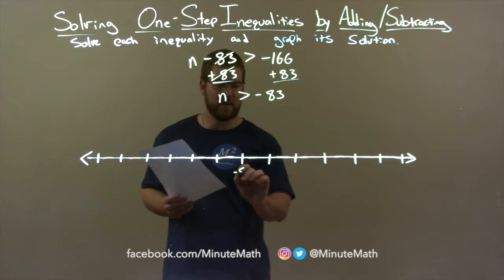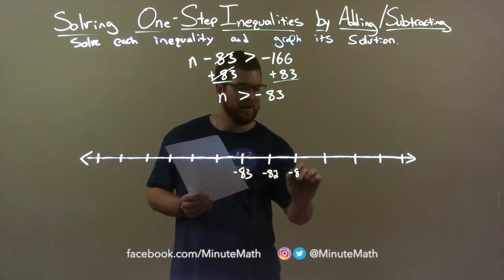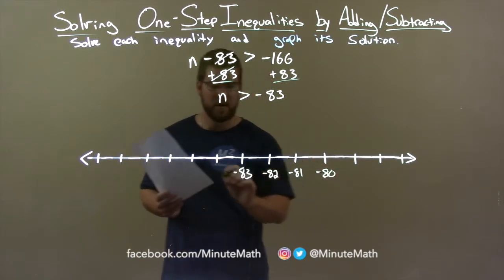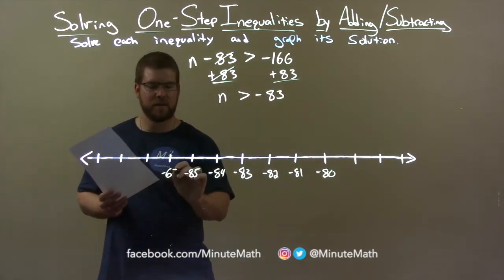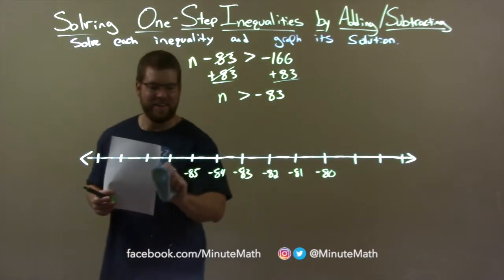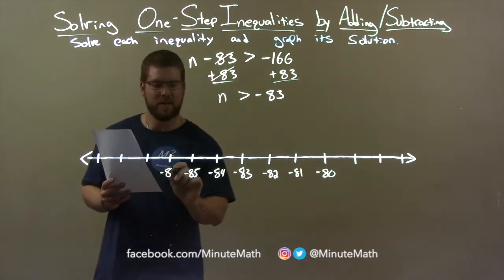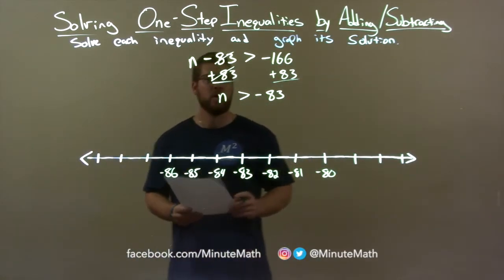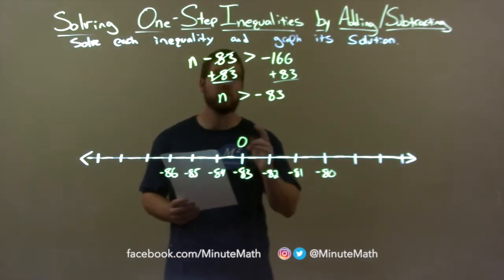Well, let's put negative 83 here, and negative 82 here, and negative 81, and negative 80, and negative 84, and negative 85, and negative 86 here, okay? Whoopsie, not 86, but 80.